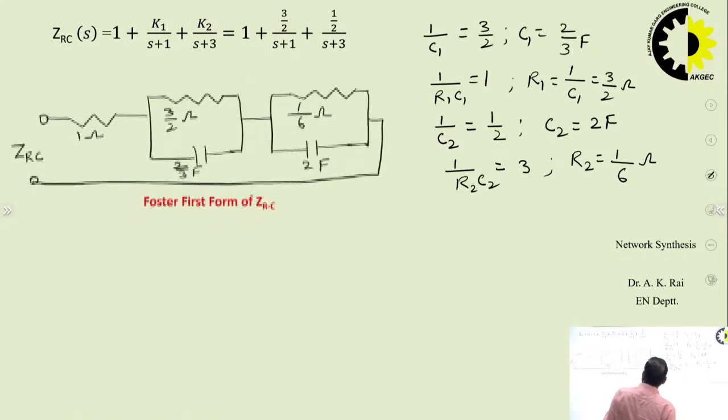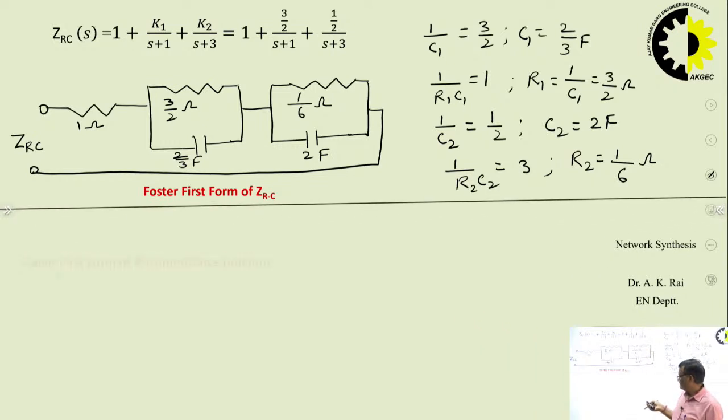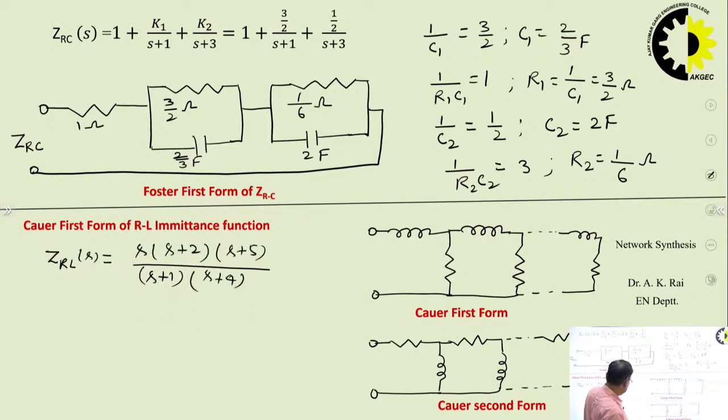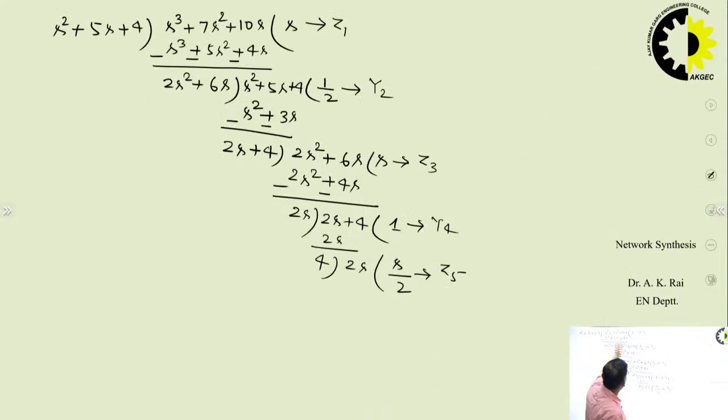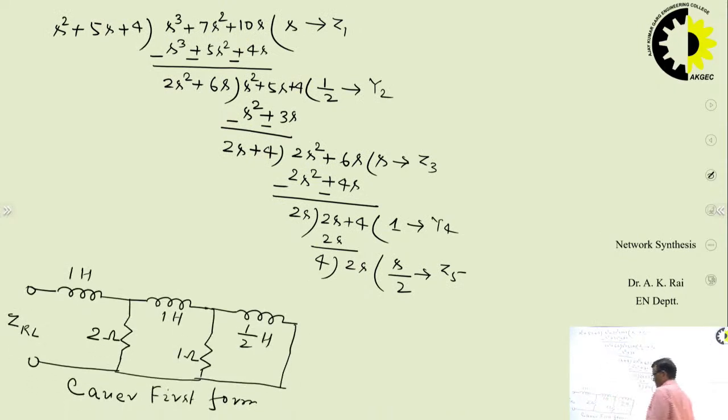ZRC. So, we can go for the Foster first, ZRC. The function we have inverted to get the Foster first, Cauer first and Cauer second. And since the polynomial is in descending order, try to find the continued fraction expansion, and this we can get. So, R, L1, C1 in case of LC. So, L1, R1, L1, R2, L3, R4, L5 and so on.